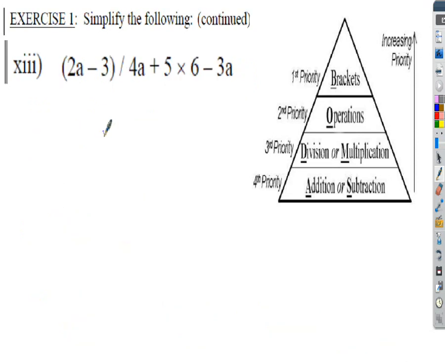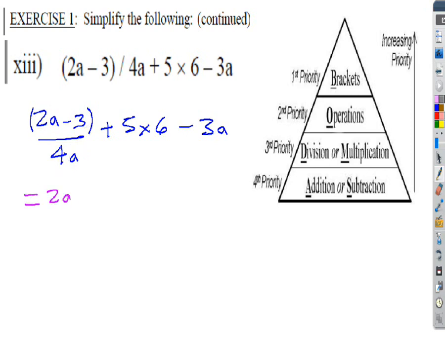Exercise 1, question 13. Again, I'm going to rewrite this onto 2 lines. So our precedence here lies with the bracket, although I cannot simplify the bracket because there's not like terms in the bracket, and then with the division and the multiplication. What I think I will do on the next line is actually write the first term in terms of partial fractions. So at the moment the common denominator for 2a and negative 3 is 4a. So I could write that now as 2a upon 4a, subtract from that 3 upon 4a. Add into that, 5 multiplied by 6 is 30, subtract 3a.